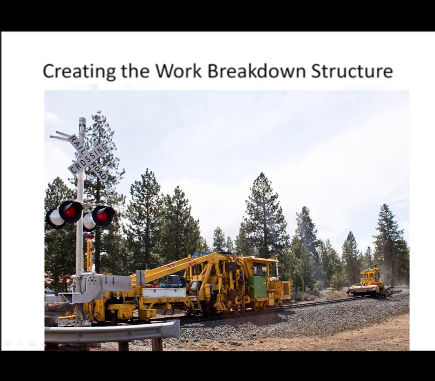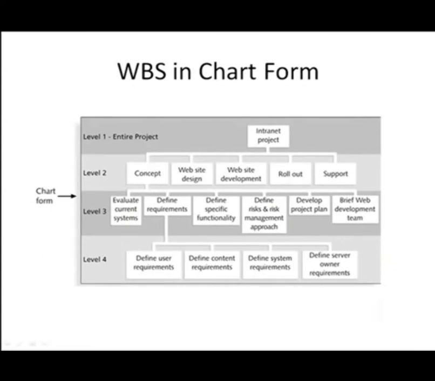The work breakdown structure is a document that breaks all the work required for the project into discrete tasks and groups those tasks into a logical hierarchy. It's often shown in two different forms, chart form and tabular form. Let's take a look at these. Here's the WBS in a chart form. It shows graphically how the work is distributed in a graphic format.